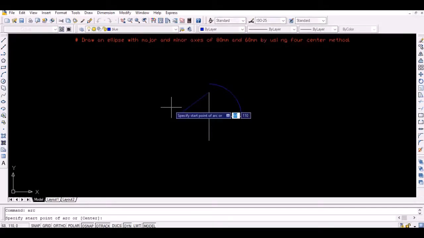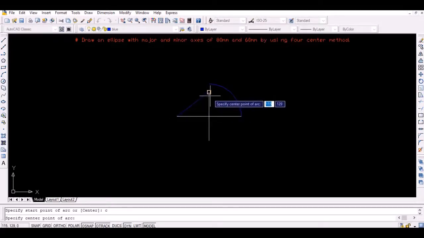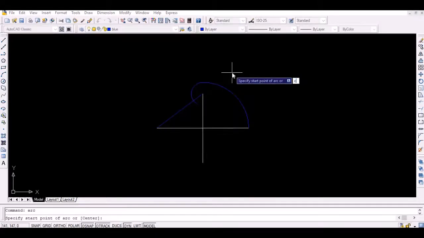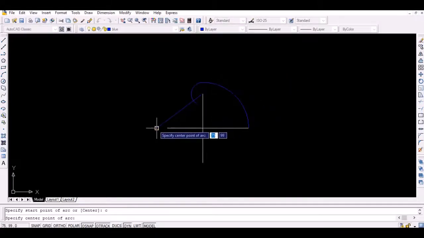Now, again draw an arc, with center as the endpoint of minor axis, and radius equal to the difference between major and minor axis to intersect the previously drawn line. Then, draw a bisector to bisect the line as shown below.